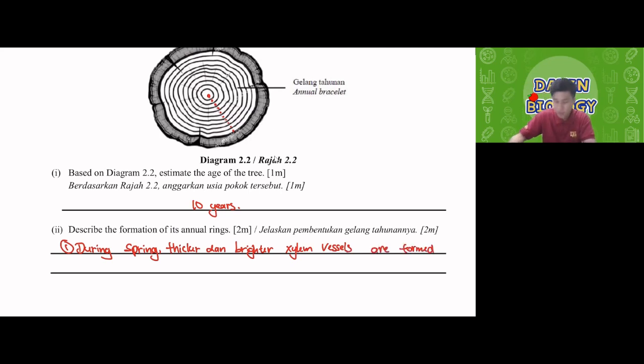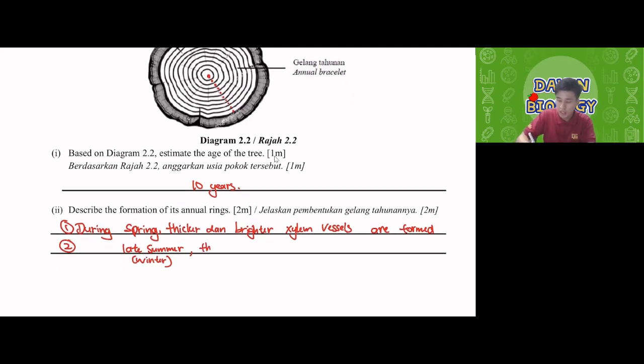Now for the rings one, for the sake of following the textbook, we write late summer, not winter. Okay, so for rings, we write late summer instead of winter lah. Huh? But the correct one is supposed to be winter. Okay, so opposite lah, thinner and darker. Xylem vessels are formed. Okay.